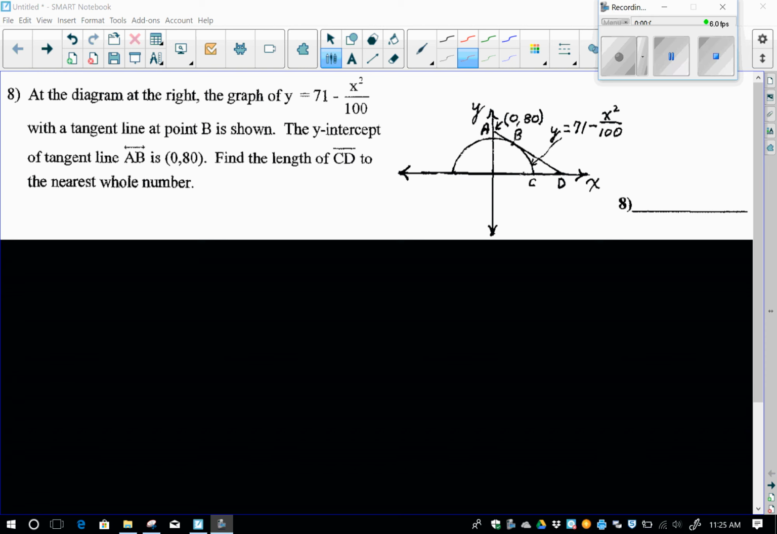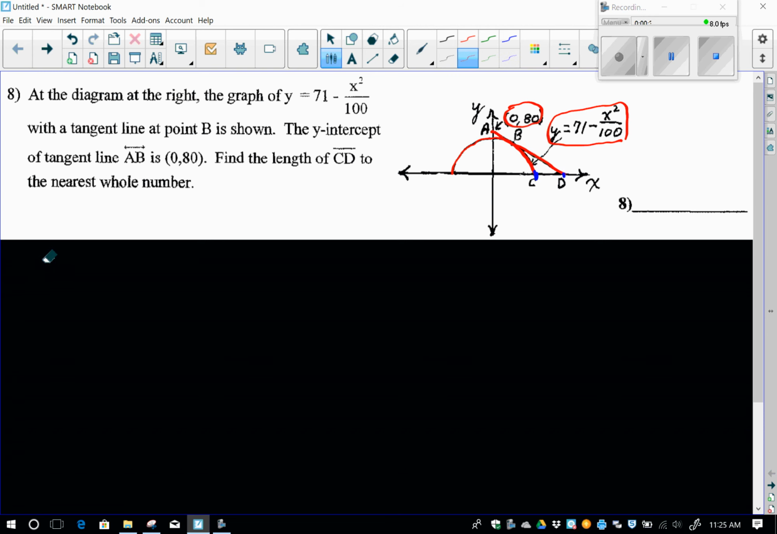Let's take a look at the 2012 CML exam question number 8. Basically, what we have going on here is a quadratic with a tangent line. We know the equation of our function, this upside-down quadratic, and we have the y-intercept of our tangent line. What we want to find is how far C and D are apart from each other.